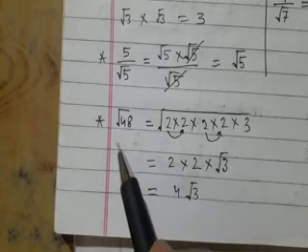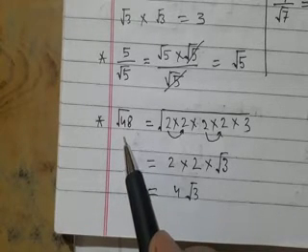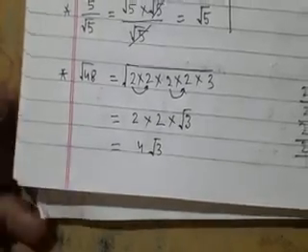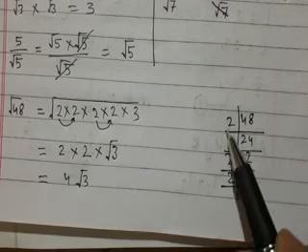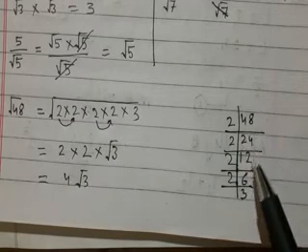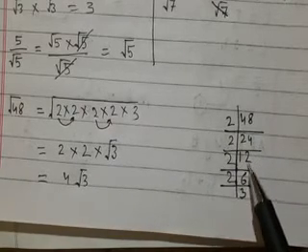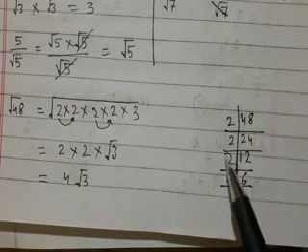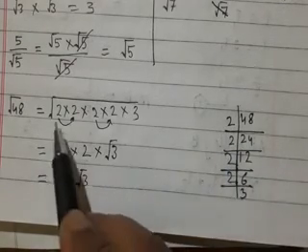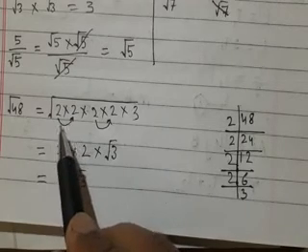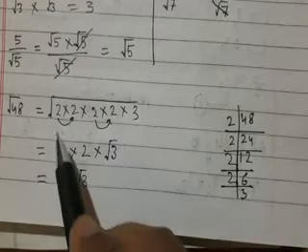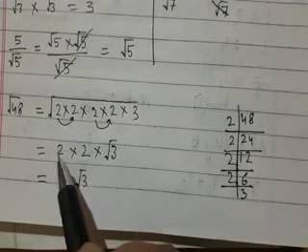Then next here you see root 48. So to simplify it, first we do the prime factorization. So how the prime factorization is done? Here you see 2 2s are 4, 2 4s are 8, 2 8s are 16, 2 3s are 6, then 2 3s. After that we write these factors under the root here. Okay, so we got 2, 2, 2, 2 and 3. Then we make pairs of like factors.